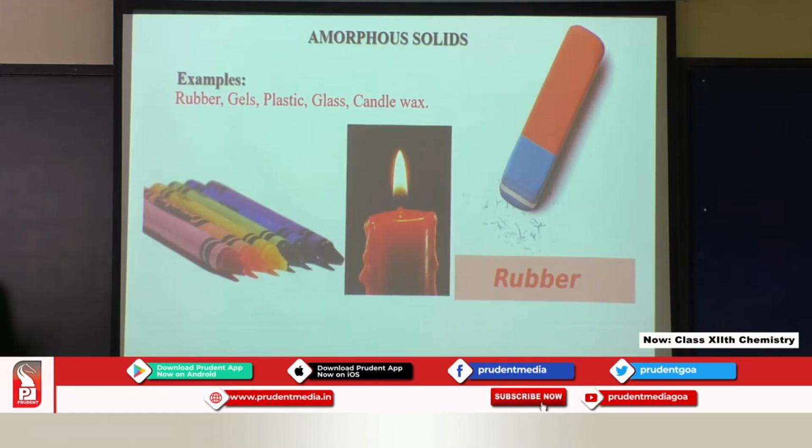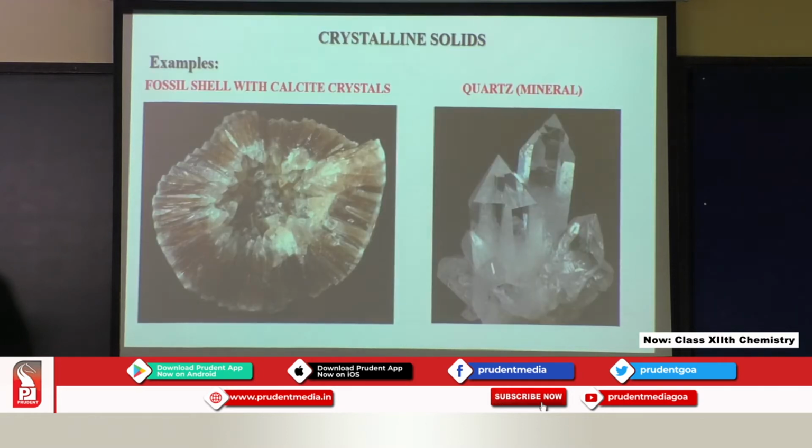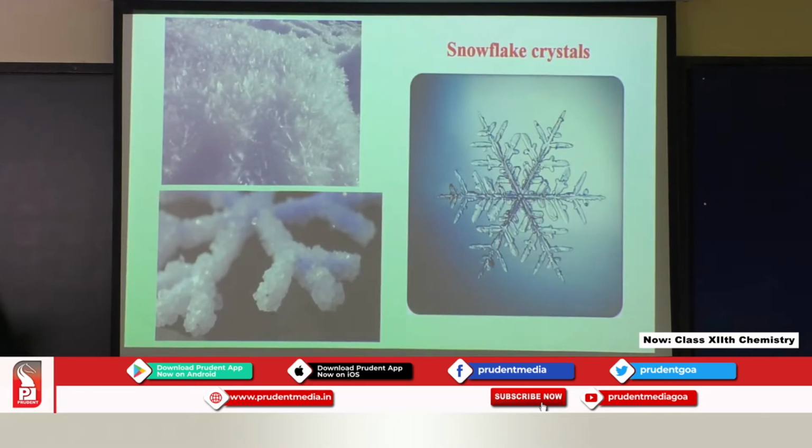These are a few examples of amorphous solids: rubber, gels, plastic, glass and candle wax. Glass, especially those that window panes are made of, do not break along regular planes, and hence it indicates to us that the molecular structure of glass is amorphous. Here are some examples of crystalline solids: fossil shell with calcite crystals and quartz, which is a mineral. Also, snowflake crystals are crystalline in nature.